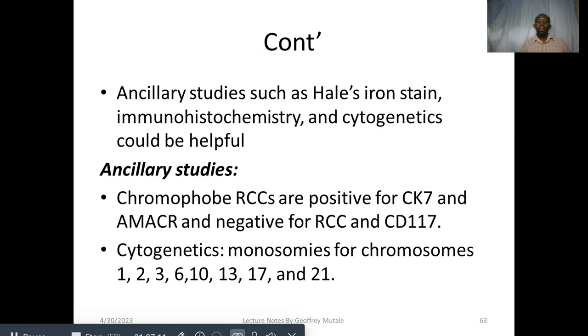Auxiliary studies such as the Hale's colloidal iron stain, immunohistochemistry, and cytogenetics in this case could be very helpful to come up with a conclusive diagnosis. So auxiliary studies may include the chromophobe RCCs, which are positive for CK7, AMACR, and negative for RCC and CD117. Cytogenetics, this is as a result of the monosomies for chromosomes 1, 2, 3, 6, 10, 13, 17, and 21.